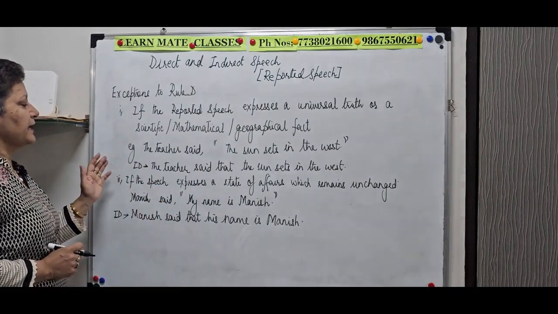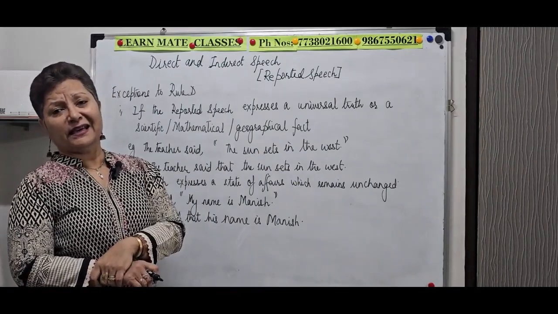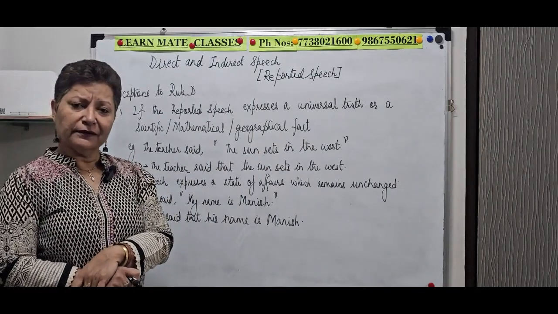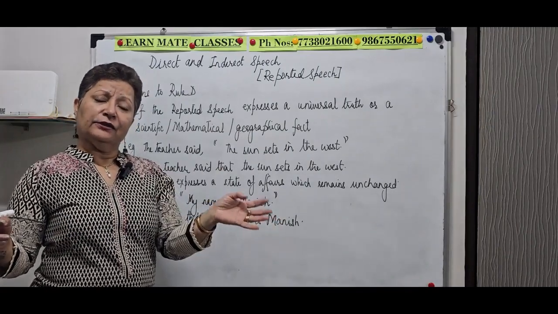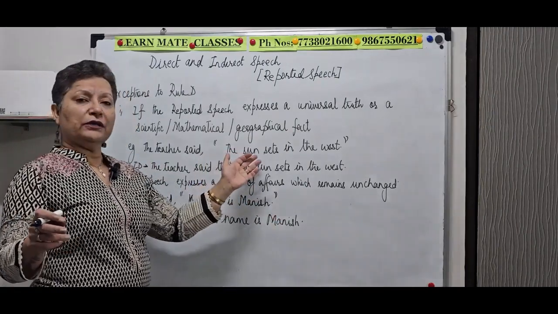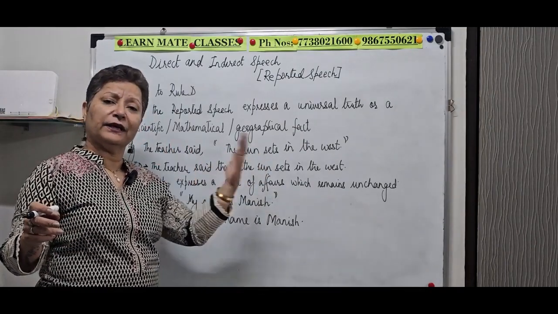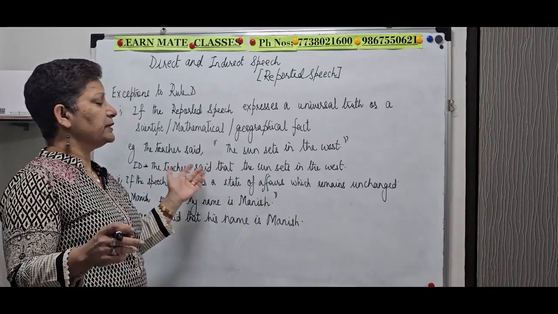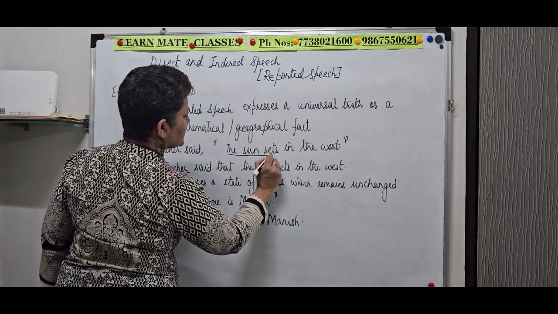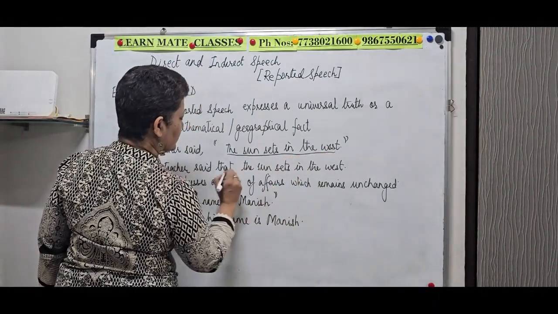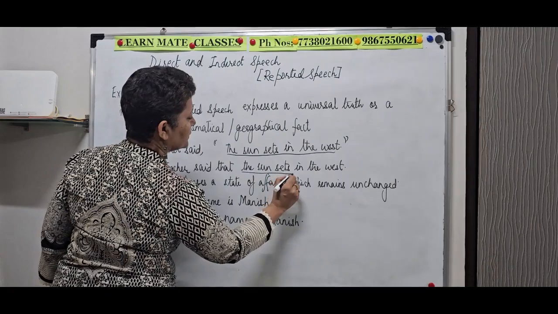Take the example, the teacher said, the sun sets in the west. It is a geographical fact. It's not going to set one day in the west and the other day in the east. So it cannot be changed into the past, that the sun set yesterday in the west and today it's going to set in the east. So it is going to remain as it is. So the teacher said that the sun sets in the west.